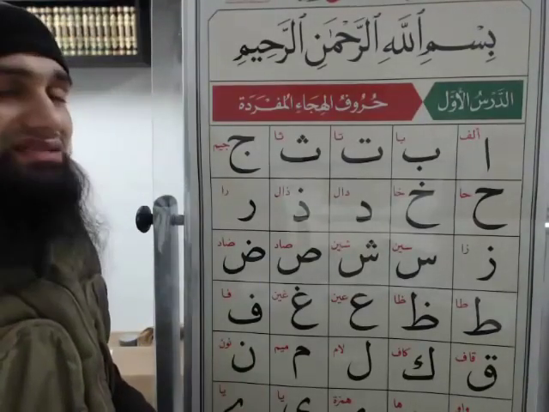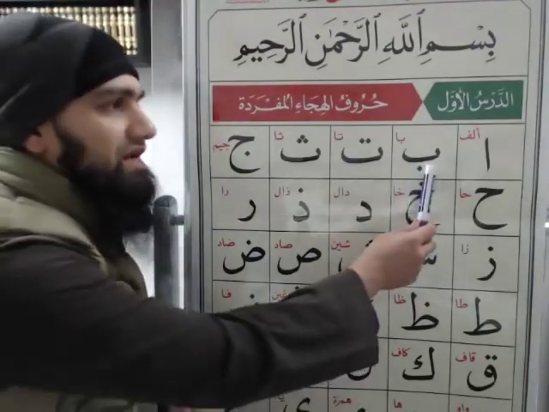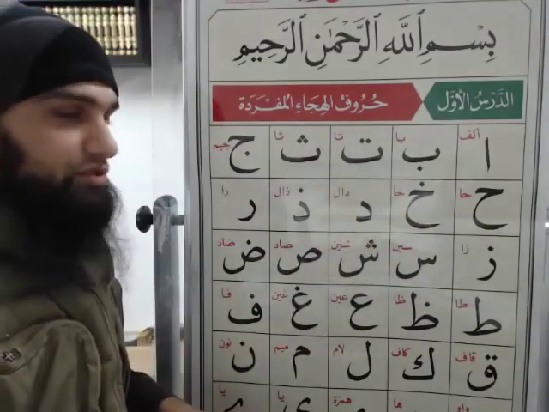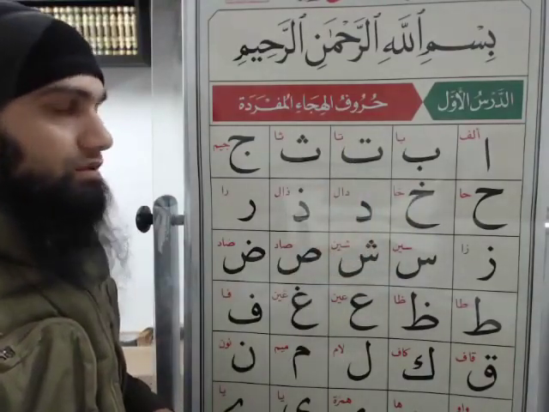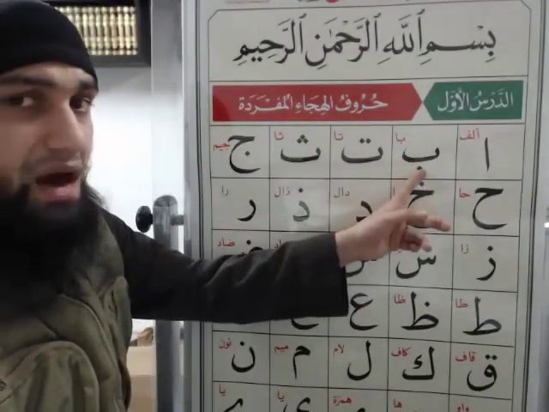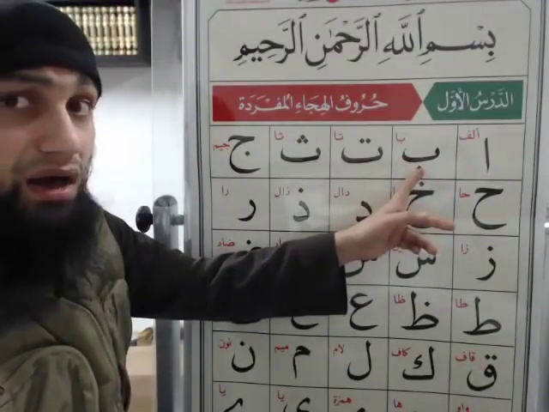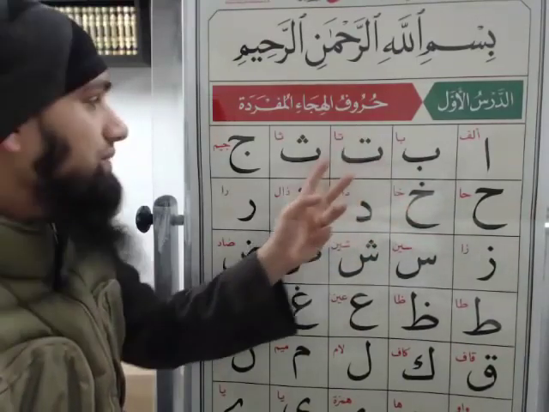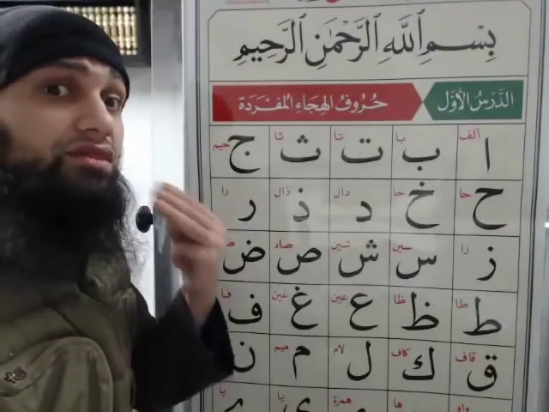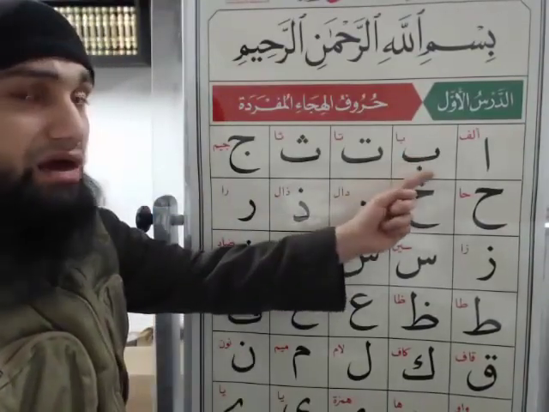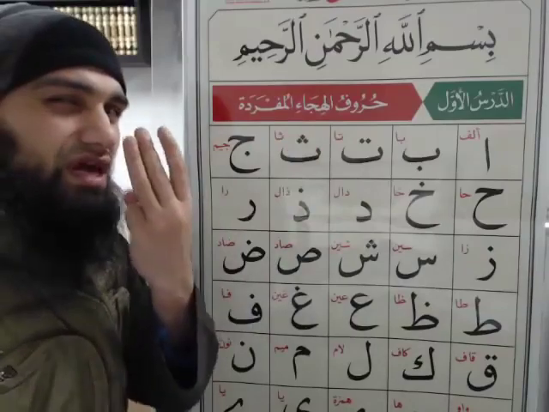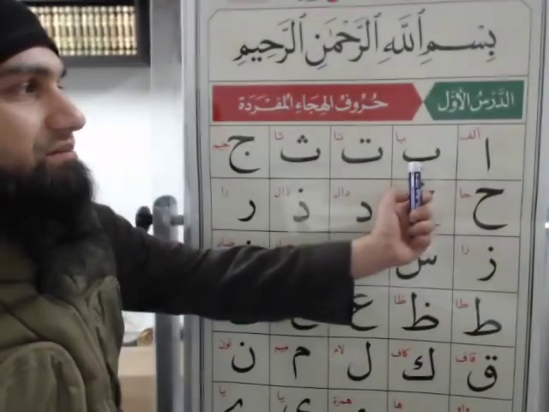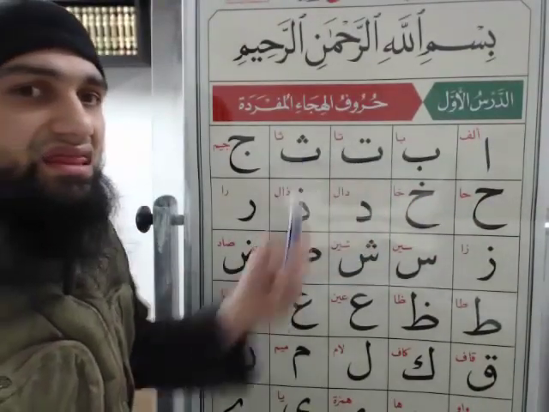Moving on to the next letter. Some letters are grouped together and look alike, but you see the dots differentiate them, so you need to watch out for that. Ba has a dot on the bottom. Ta has 2 dots on the top, and tha has 3 dots. Ba bottom, ta top, tha 3 dots on the top. Okay, so you have alif, ba, ta, and tha.